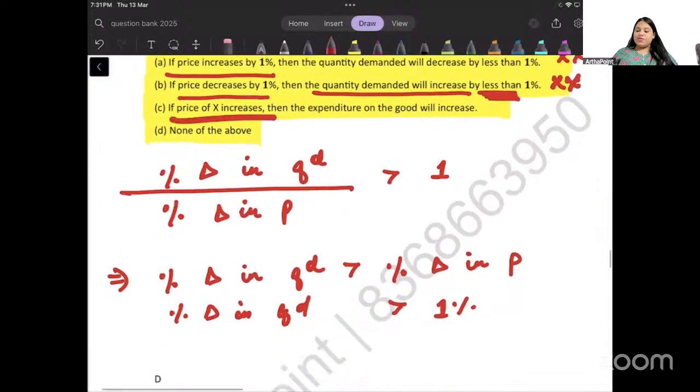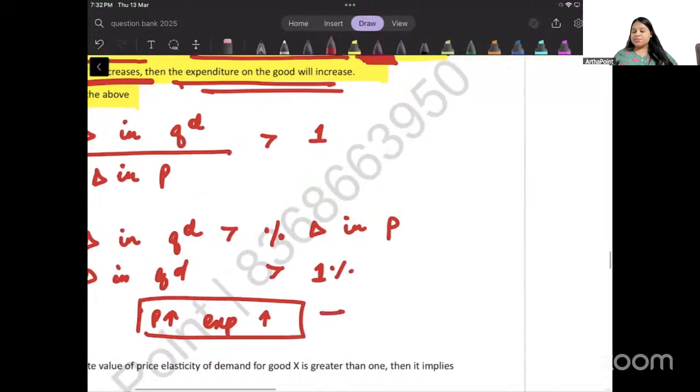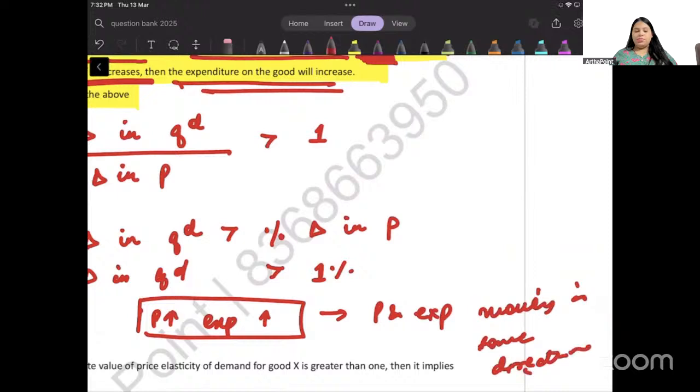If price of X increases, expenditure will increase। तो बेटा when price increases and expenditure increases, it means price and expenditure are moving in same direction। ठीक है। So what will be the elasticity when price and expenditure move in the same direction?